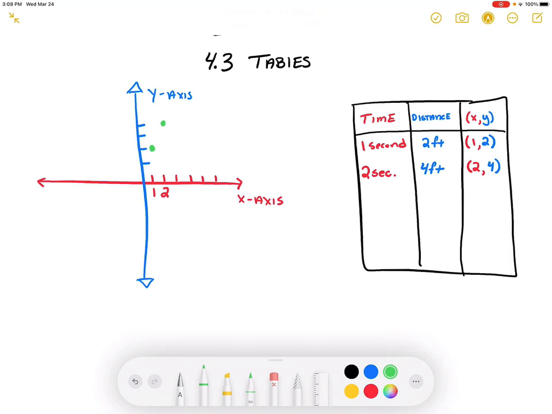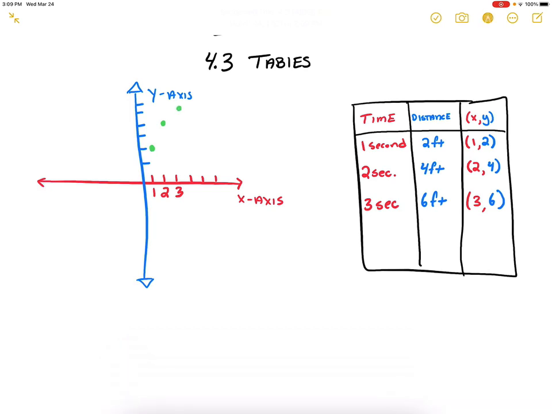will be. And of course, if you had the third option, if it was 3 seconds, you would have the same rate. It went 6 feet in 3 seconds. The ordered pair is 3, 6. And to plot that, we would say it's at 3, up 6. 1, 2, 3, 4, 5, and 6. That is our third point right there.